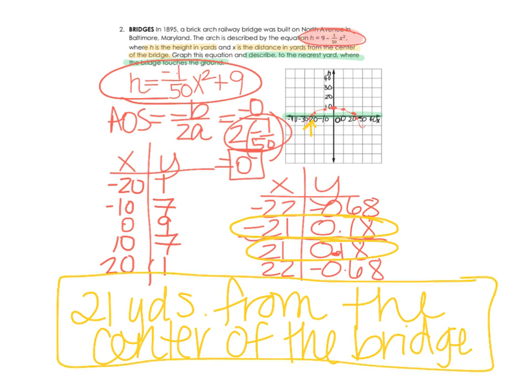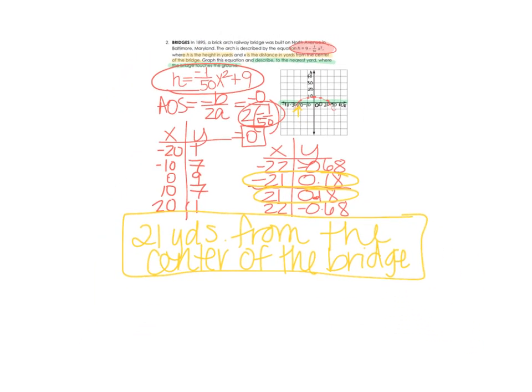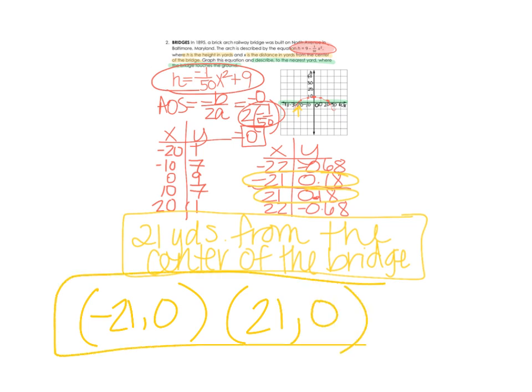So it touches it at these 2 points, (negative 21, 0) and (21, 0). So we put it in words, and we also put it in ordered pairs.